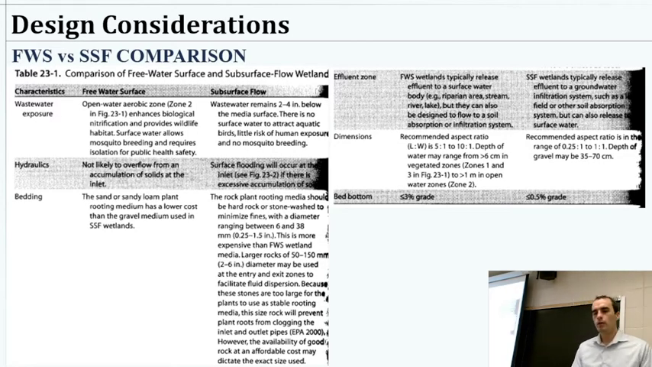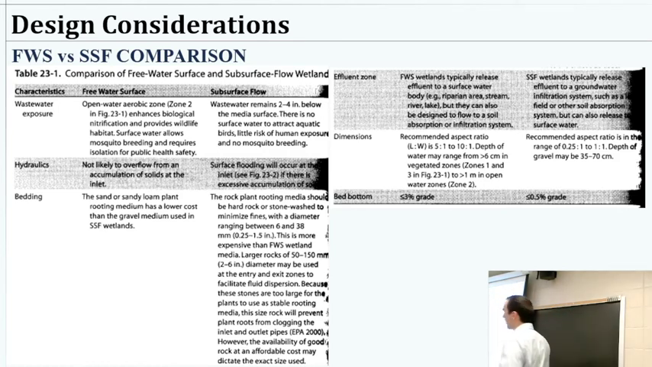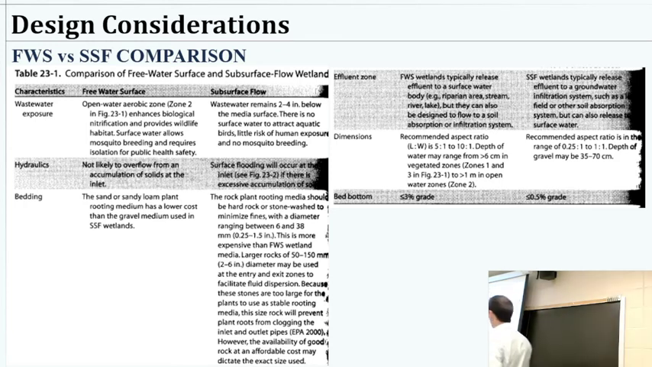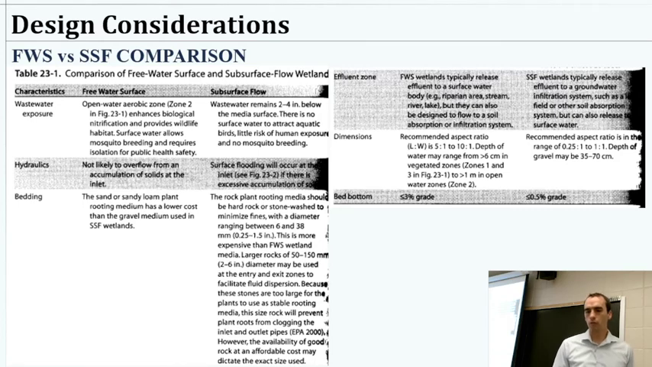Okay, got some information from the book I was taking this information, or a lot of materials from. I think this is actually in our book. Just basically a comparison here about what kind of exposure, so we've got wastewater exposure there, the hydraulics, bedding requirements, effluent zone dimensions, and what kind of a grade do you need for the bed bottom for the different treatment types.